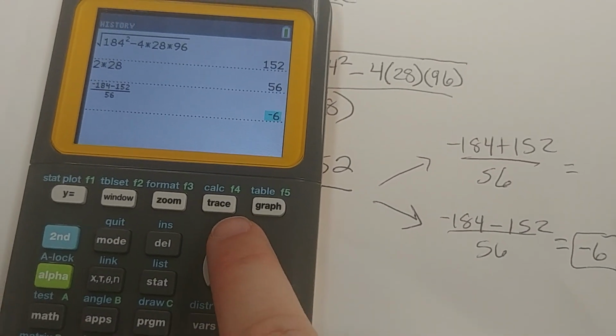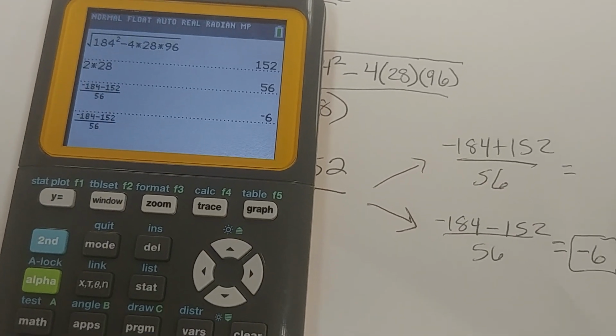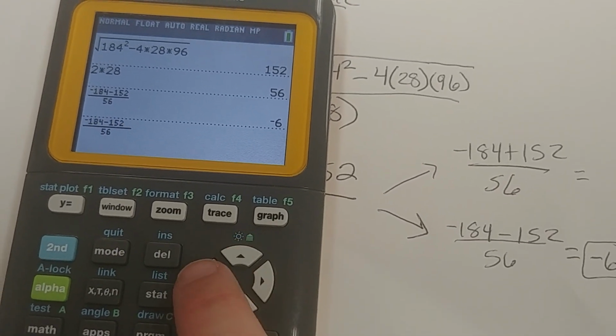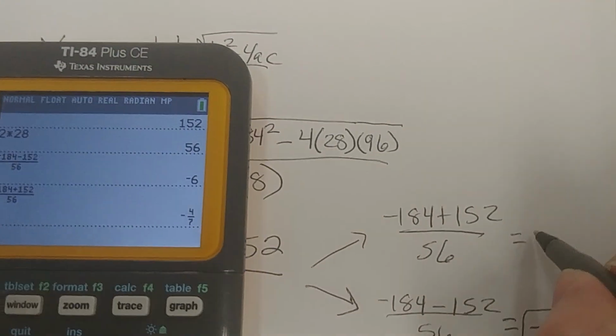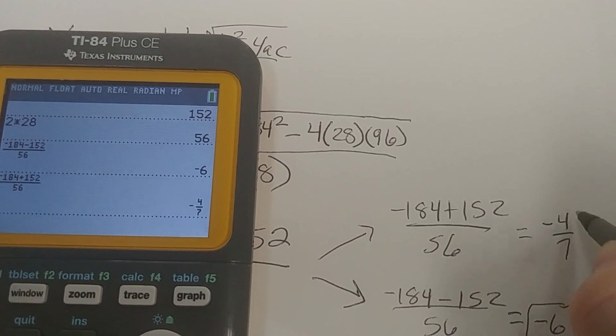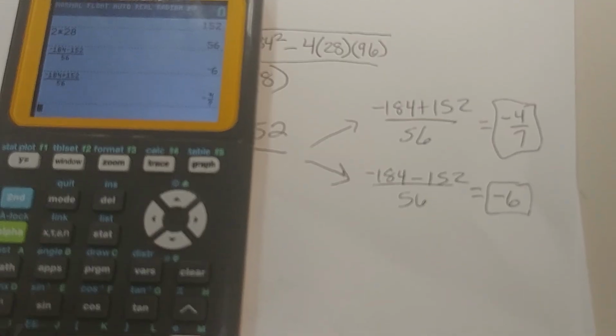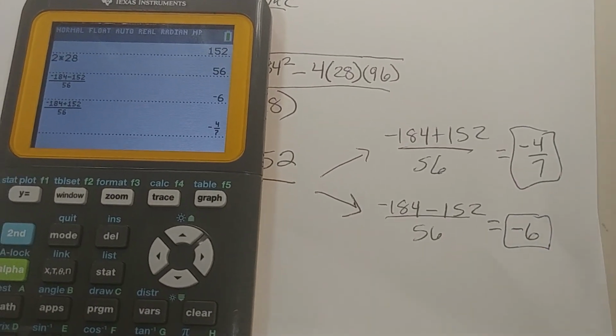And then I can simply come up here and highlight that, hit enter to pull it down. And then I can go back in here and just change that minus to a plus. And that's going to give me an answer of negative 4/7. So the two solutions using the quadratic formula are negative 4/7 and negative 6.